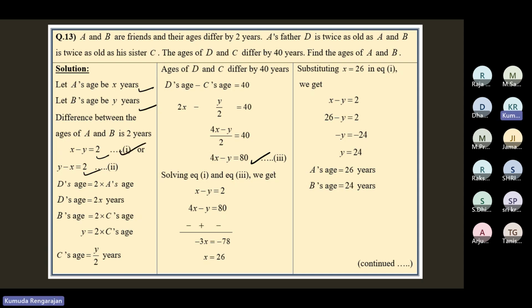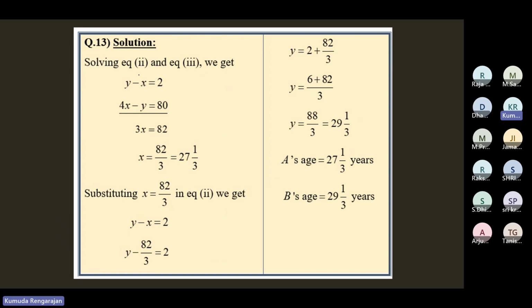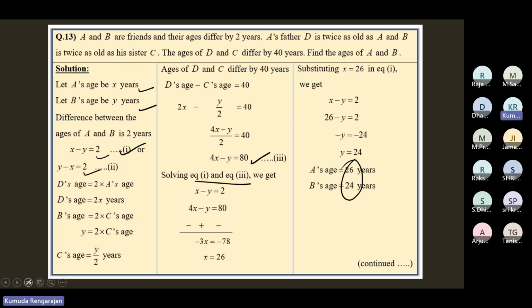So I solve 1 and 3. See here, solve 1 and 3. I got 26, 24. When I solve 2 and 3, I get this. Now, I want to know why I should not solve 1 and 2. Can we solve 1 and 2? If no, why? Because you'll get 0.